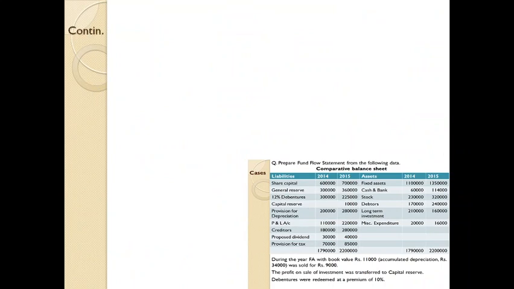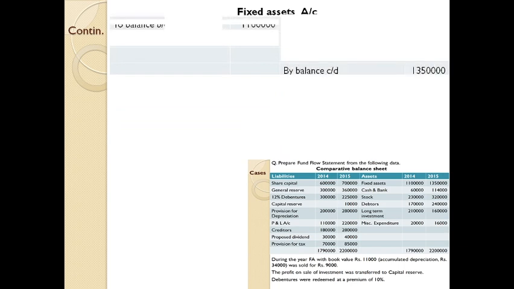Once you have prepared the schedule of changes in working capital, let us prepare the various non-current accounts. Let us begin with the fixed asset account. That was the first information. And first of all, write down the opening as well as closing balances. Opening balance was 11 lakh and closing balance was 13,50,000. Once you write down the opening and closing balance, write down the additional information details given.